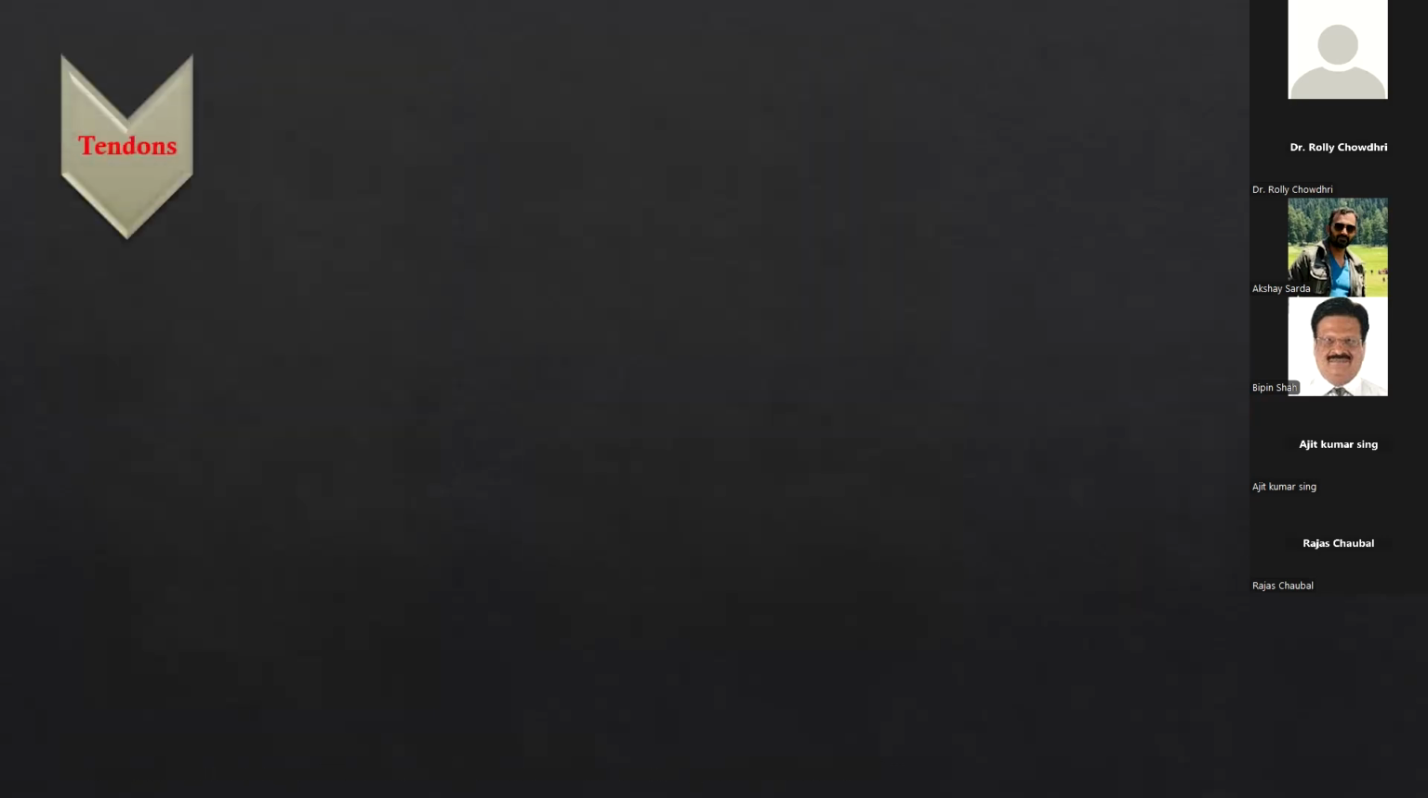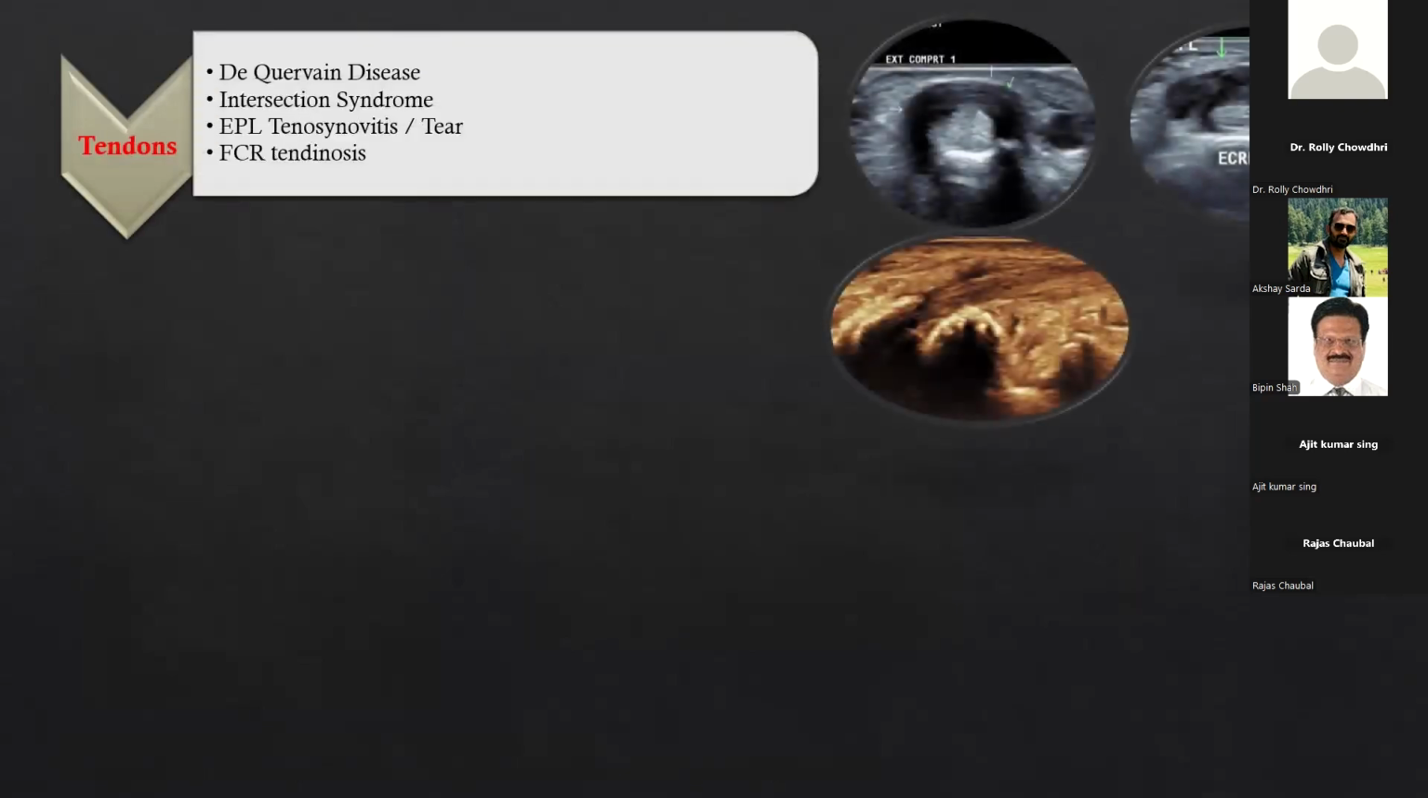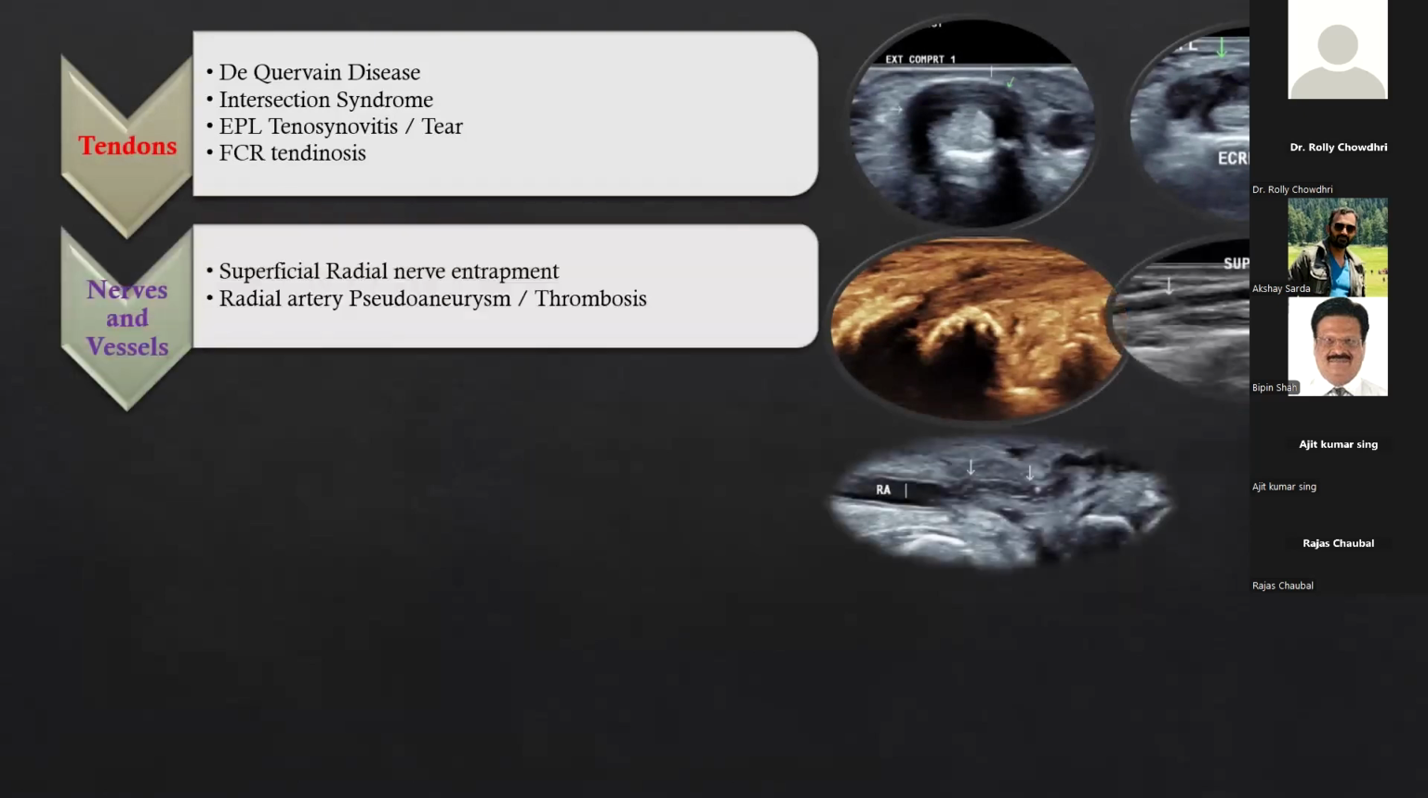So to summarize, we have tendons where we may get pain on the radial side. This may be de Quervain disease. It may be intersection syndrome. It may be extensor pollicis longus tenosynovitis, or it may be flexor carpi radialis tendinosis. So all the tendons in that region can have pain. If not tendons, we may have nerves and vessels. So anything which is compressing the superficial branch of the radial nerve has to be seen if it is not related to the tendons. Anything related to the radial artery may give symptoms or pain on the radial side.